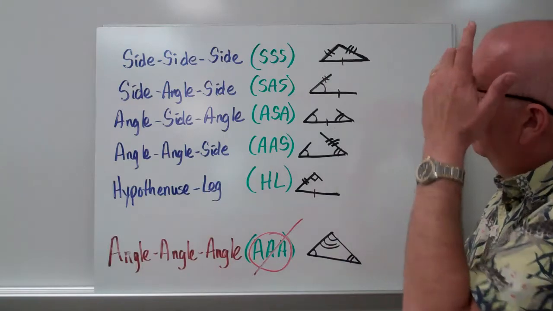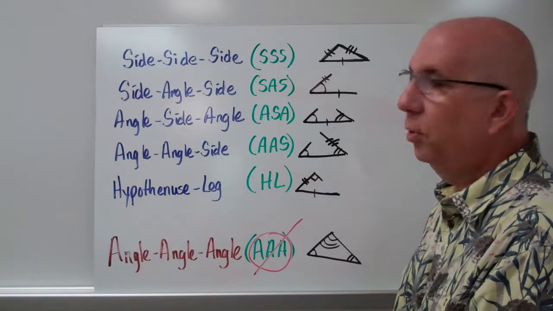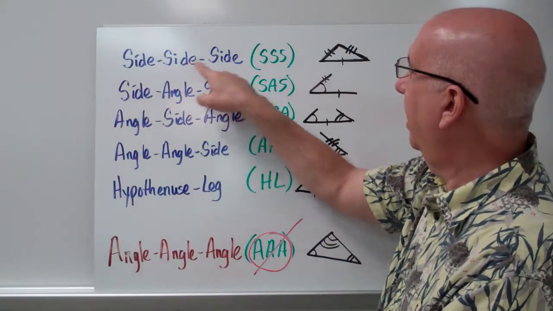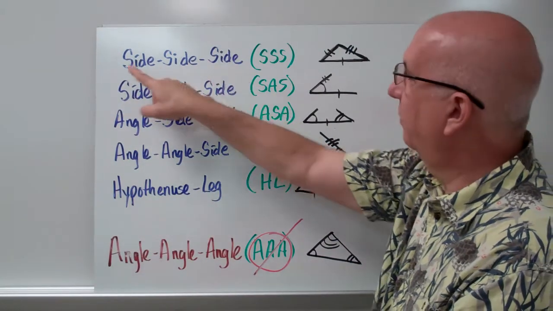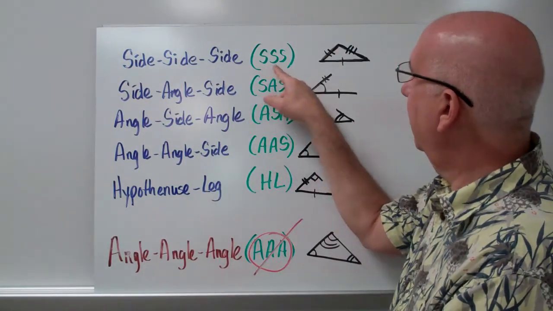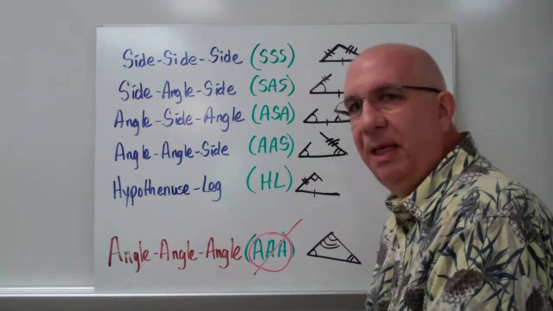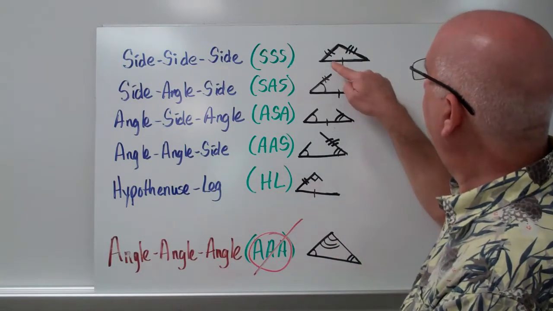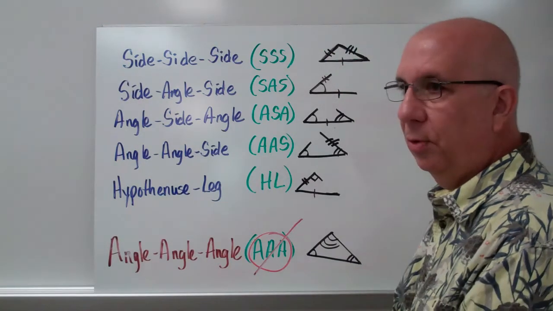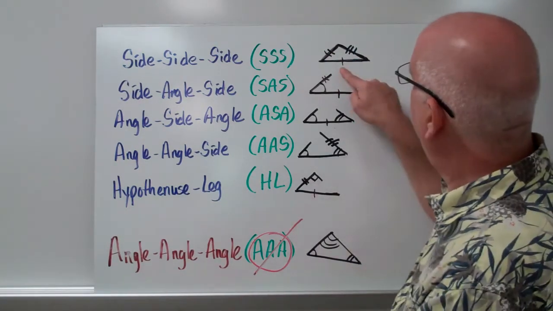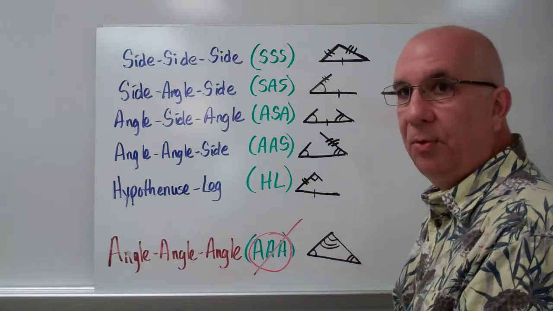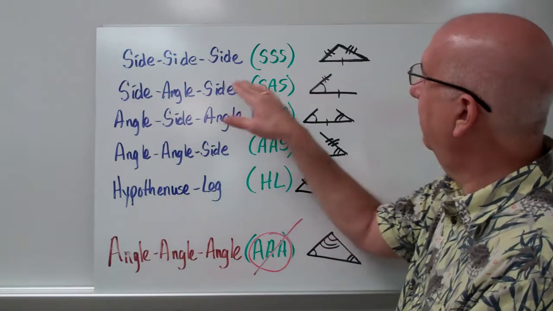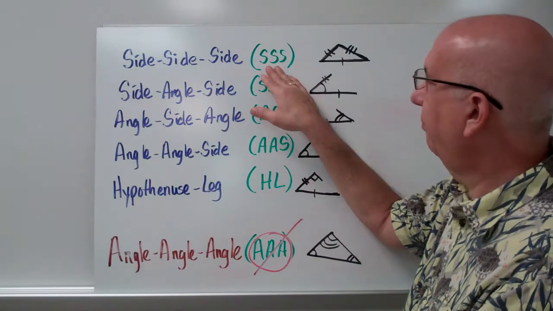Five of the theorems that you need to learn for triangle congruence are these in blue. The first one is side, side, side. The abbreviation is the first letter of each of the words, SSS. What does that mean? It means if I've got two triangles, I can tell they are congruent if all three sides are congruent to the other three sides. So if I'm given three sides and the other three sides of another triangle are the same, then they are congruent because of the side, side, side theorem.